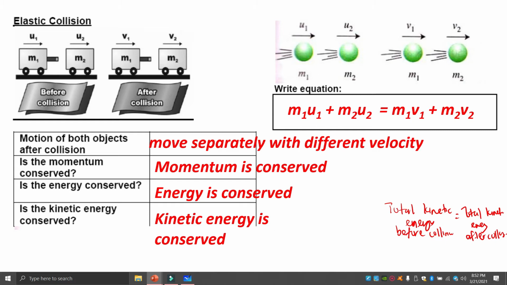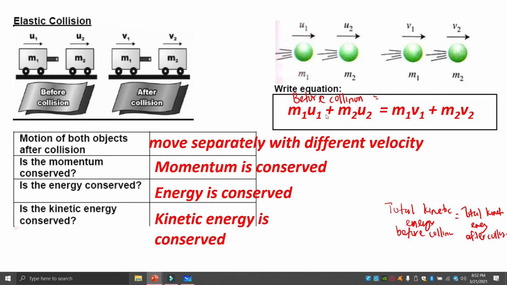M1 is the mass for object number 1. When there is a collision, you need two objects to collide together, so object number 1 we call M1 and object number 2 we call M2. This is before collision. U is the initial velocity, so U1 is the initial velocity for object 1, and U2 is the initial velocity of object number 2. This is before collision.